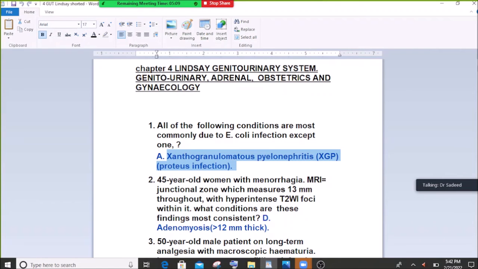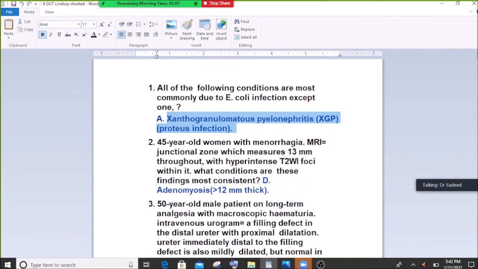Question 2. A 45-year-old woman with menorrhagia. MRI shows a junctional zone measuring 13 mm throughout with hyperintense T2W foci within it. What condition are these findings most consistent with? Adenomyosis. If the junctional zone is greater than 12 mm thick, it is seen as adenomyosis.